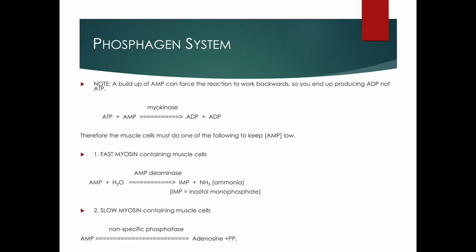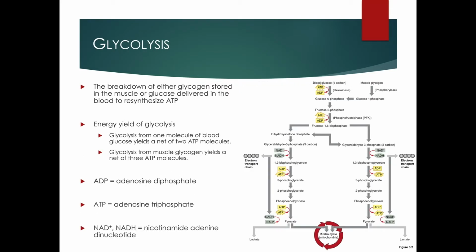And another problem here, too, is you went from an AMP, adenosine monophosphate, to an IMP, inosine monophosphate. You've lost an adenosine group. So therefore, you've lost another ability to produce ATP. So there's a lot of problems when this starts to occur. That primarily happens in fast myosins. And in slow myosins, you have AMP get broken into adenosine and a phosphate. So once again, you're breaking apart and losing adenosine groups. So that's the immediate system, or the phosphagen system.